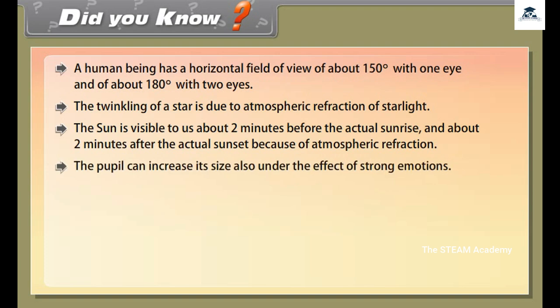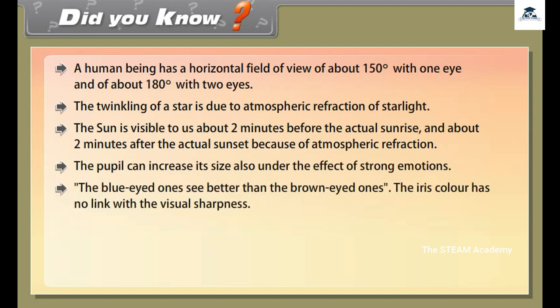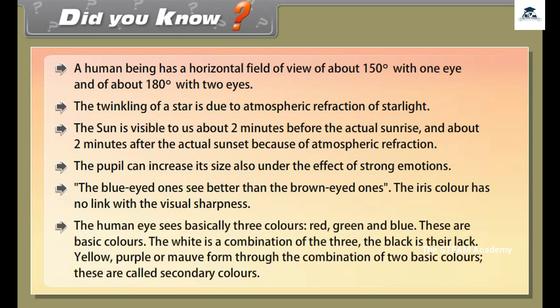The pupil can increase its size also under the effect of strong emotions. The blue-eyed ones see better than the brown-eyed ones. The iris color has no link with the visual sharpness. The human eye sees basically 3 colors: red, green, and blue. These are basic colors. The white is a combination of the 3. The black is their lack. Yellow, purple, or mauve form through the combination of 2 basic colors. These are called secondary colors.